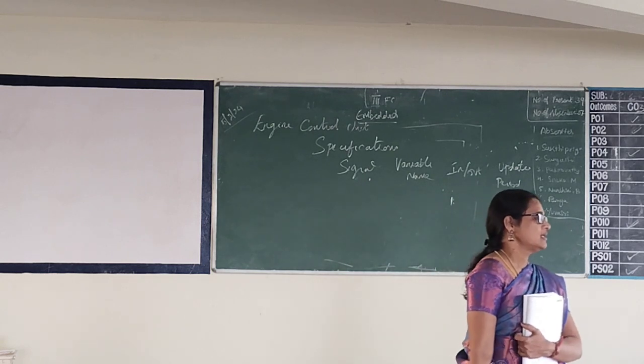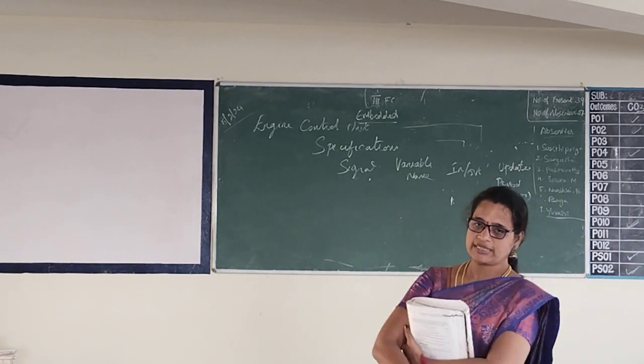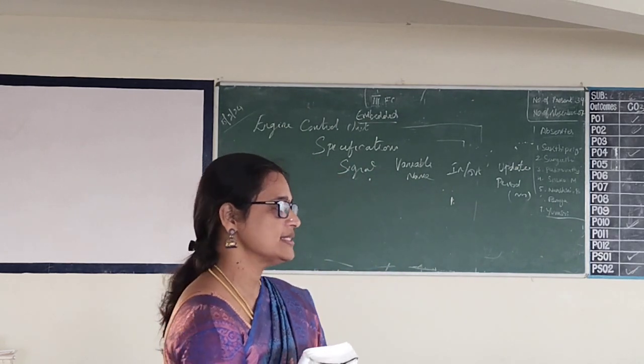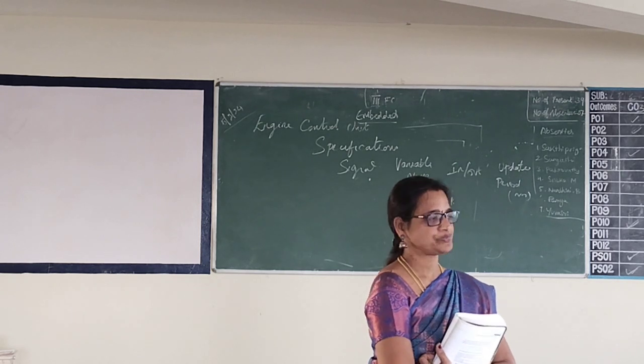First one is the name of the signal and the variable name used in short. Third one is whether it acts as an input or output. And the fourth one is once in how many milliseconds it should be updated.